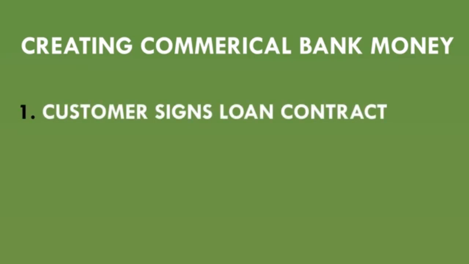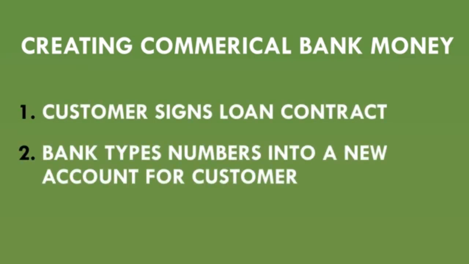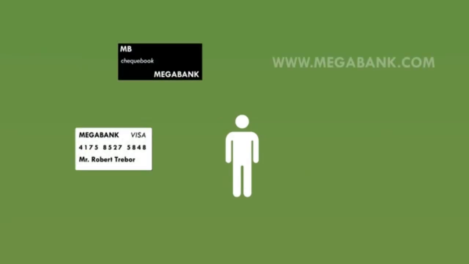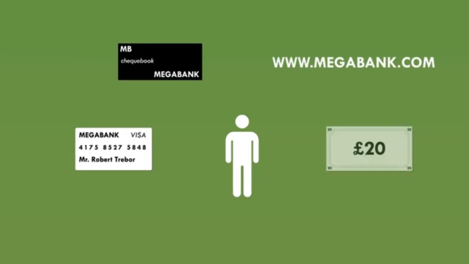1. A customer signing a loan contract, and 2. The bank typing numbers into a new account set up for that customer. This new bank-created money represents new spending power or money in the economy. Robert can now go and spend his money anywhere in the economy using his debit card, checkbook, internet banking, transfers, or even by taking cash out of an ATM.